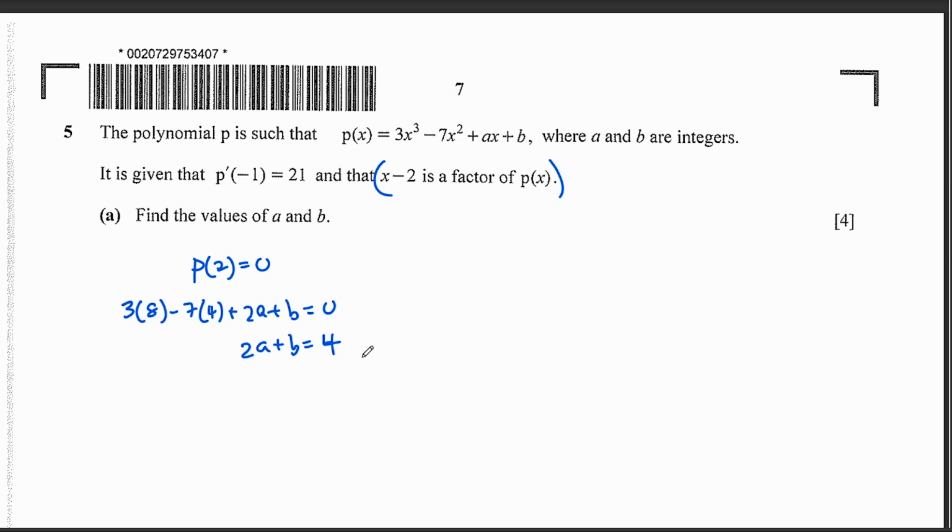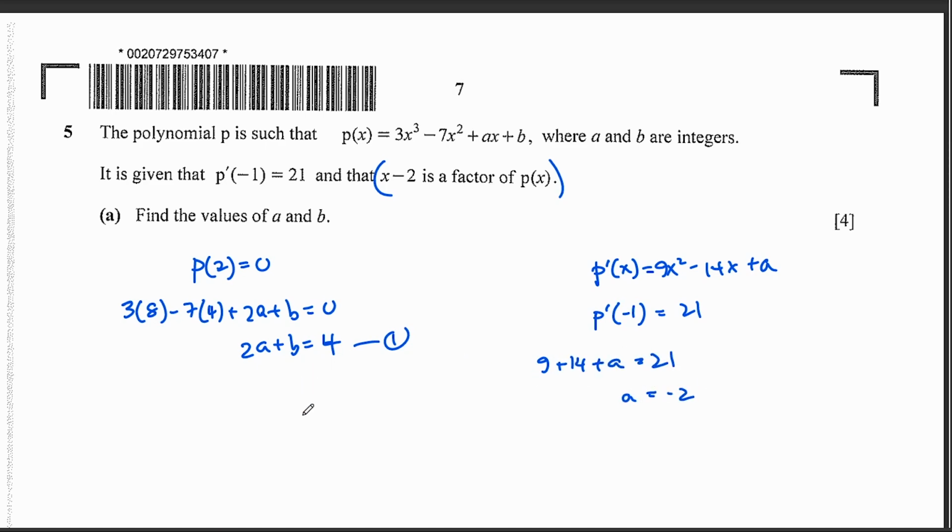Okay, so we will just leave this as one equation first, and now we deal with the derivative. Since we know that the derivative evaluated at -1 is 21, we can substitute the values in, where a you should be able to get as -2, and once you substitute the value into here, you should be able to get b is 8.